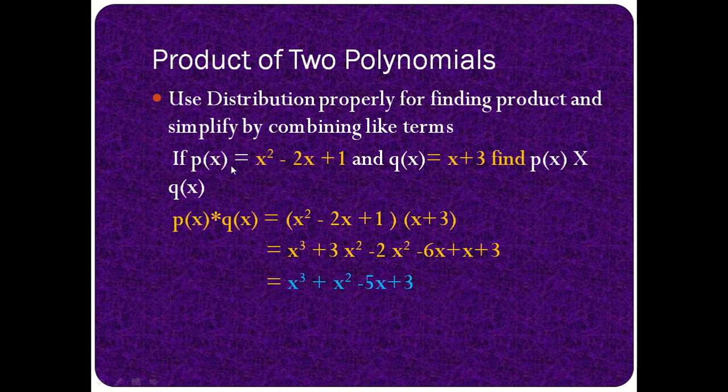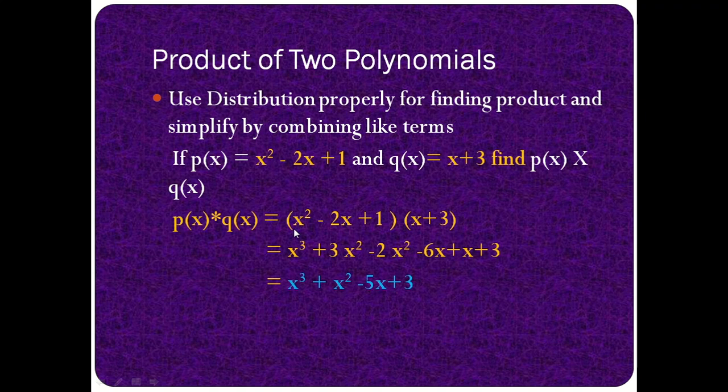For example, if polynomial p of x is equal to x square minus 2x plus 1 and another polynomial q of x is equal to x plus 3, find p of x into q of x. Multiply first polynomial into second polynomial. So p of x into q of x. So we are putting both in brackets, x square minus 2x plus 1 into x plus 3. So what is the distribution property stating? Multiply each term with the second polynomial.